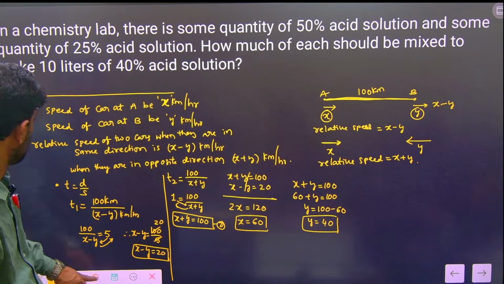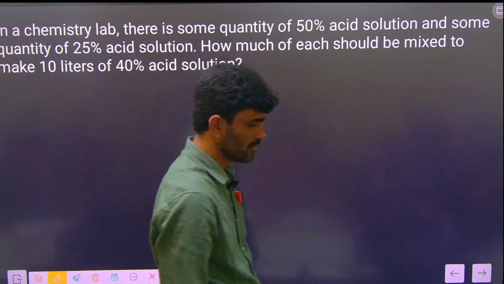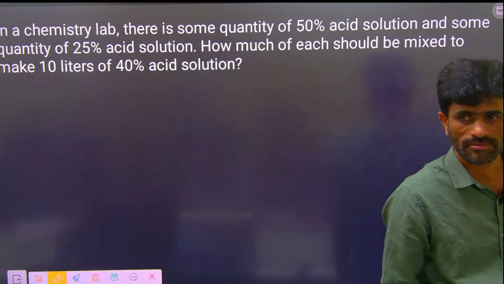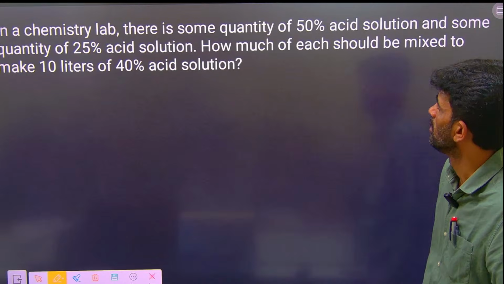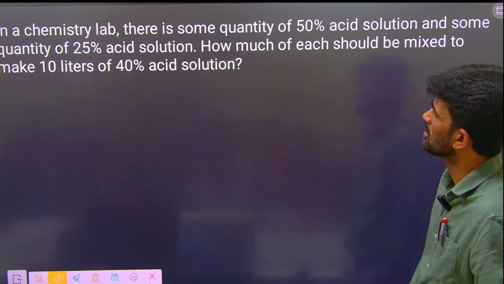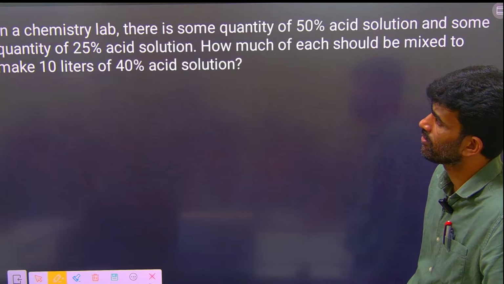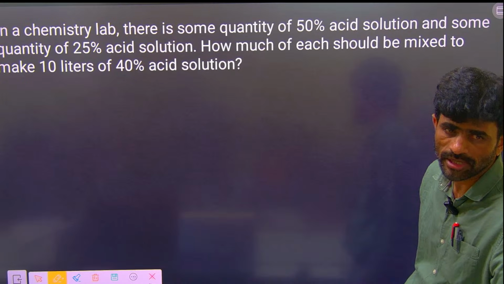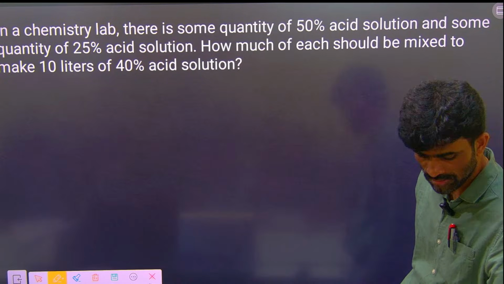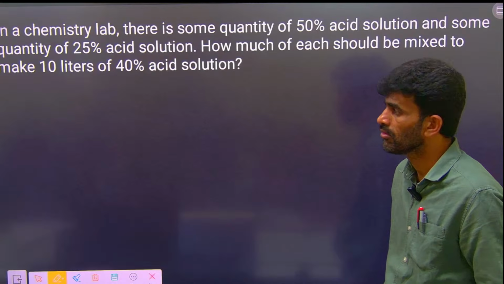Try this. This is also percentage related. You will get confused sometimes how to do it. There is some quantity of 50% acid, some quantity of 25% acid. How much of each should be mixed to make 10 liters of 40% acid solution? From these word problems, sometimes they give 3 marks questions and sometimes 5 marks questions also.